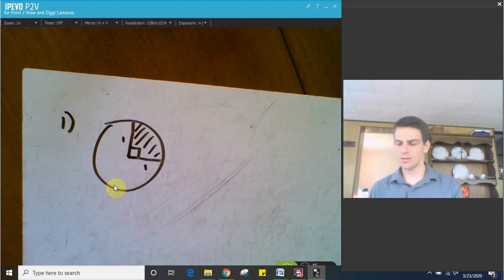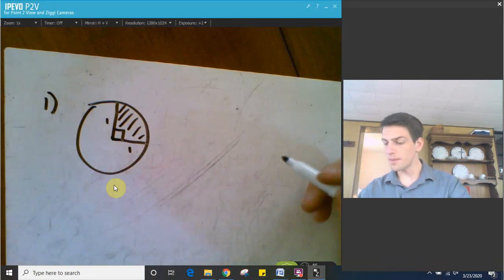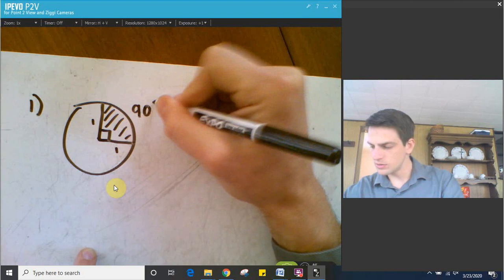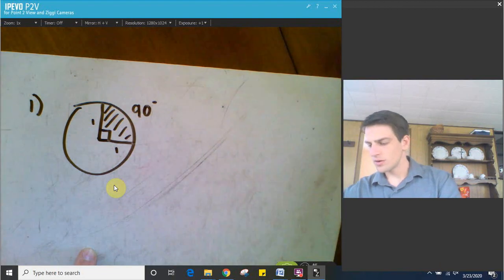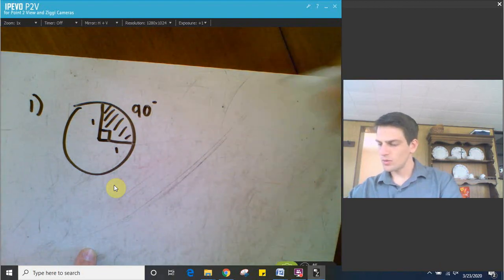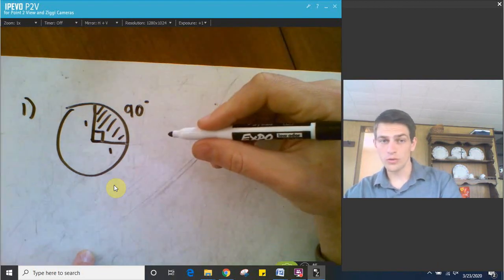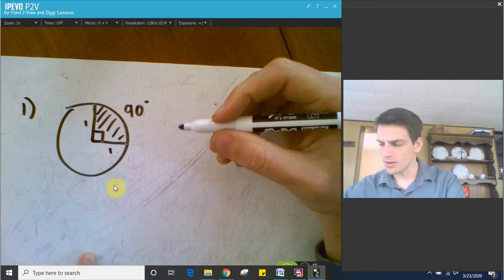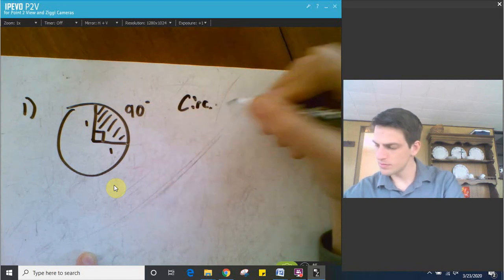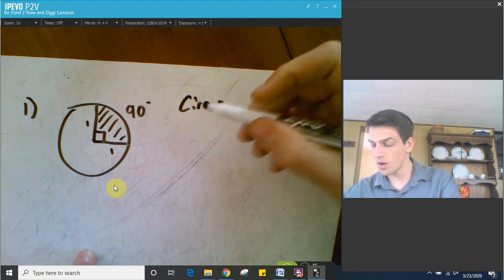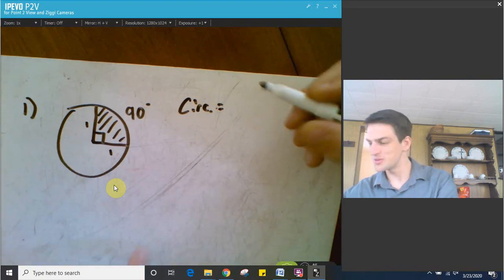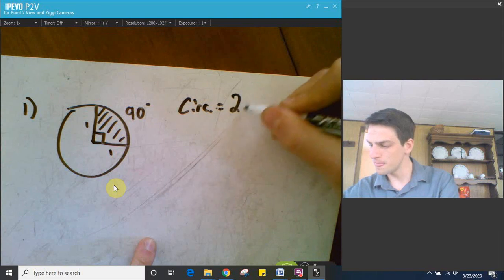So that area there. So, we know we have a right angle, so the measure of this arc is 90 degrees. If the measure of that arc is 90 degrees, we know that we have 1/4 of the whole circle. Let's actually first find the circumference and the area. So the circumference of the circle is equal to 2 pi r. R is 1, pi is pi, and 2 is 2. So 2 pi r is just going to be 2 pi.